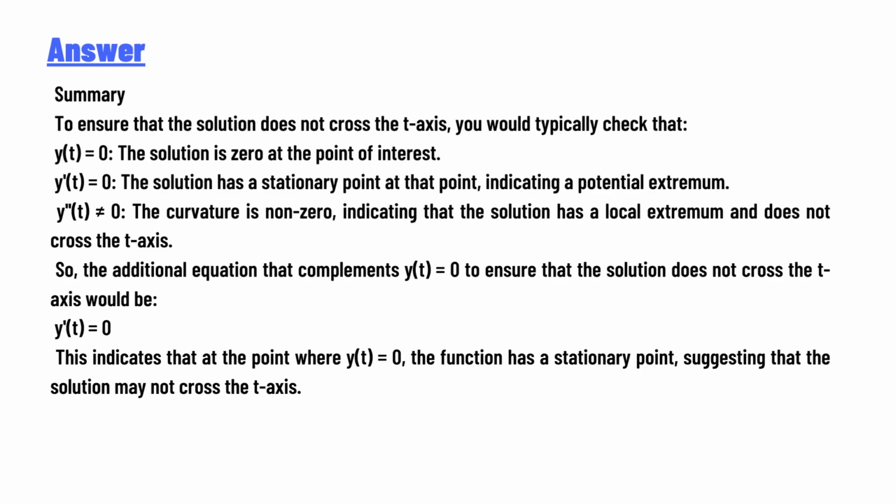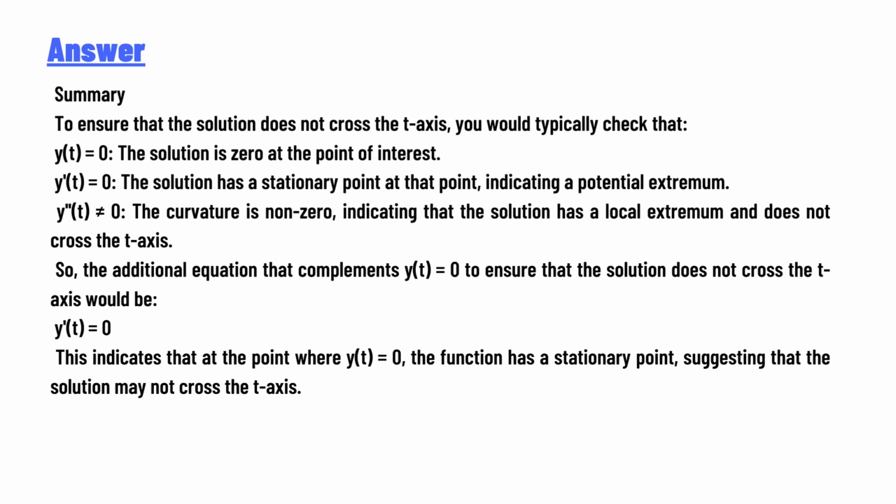Summary: to ensure that the solution does not cross the t-axis, you would typically check that y(t) = 0: the solution is 0 at the point of interest. y'(t) = 0: the solution has a stationary point at that point, indicating a potential extremum. y''(t) ≠ 0: the curvature is non-zero, indicating that the solution has a local extremum and does not cross the t-axis.